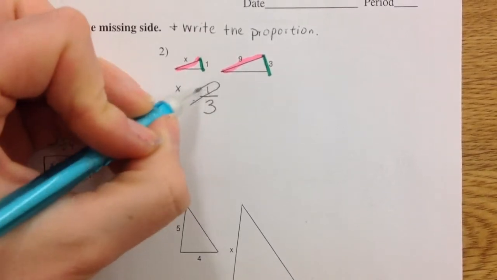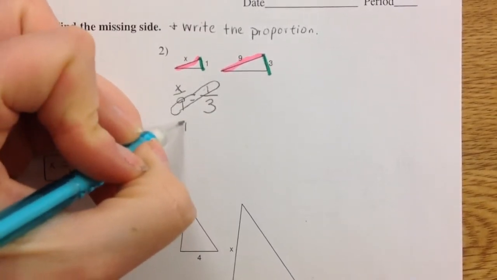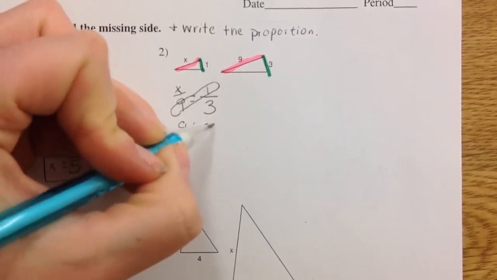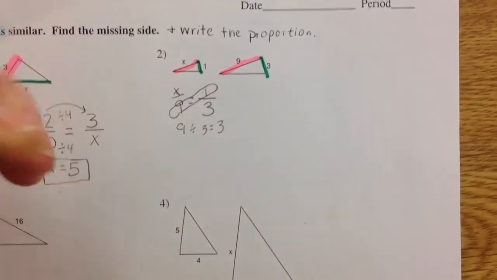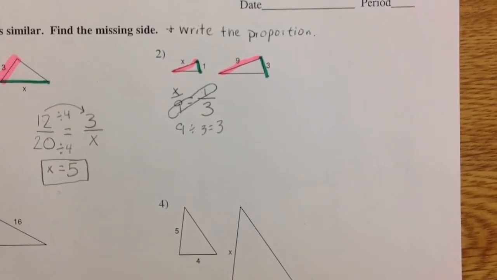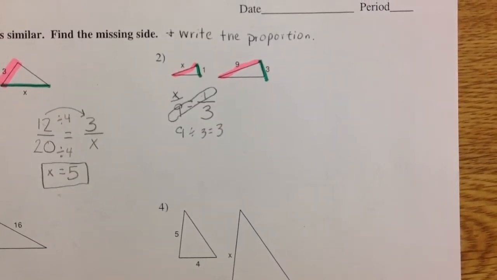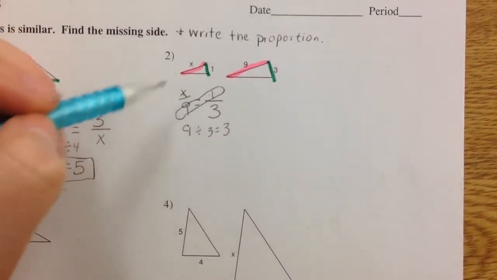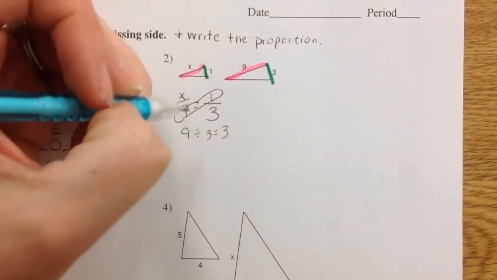Using cross products, I can multiply 1 times 9 is 9, divide by the only number that's left over, which is 3, and my answer is 3. You don't have to show your work for these. We've done it enough that I trust that you guys know how to do this. However, you are getting 1 point for your proportion set up correctly.